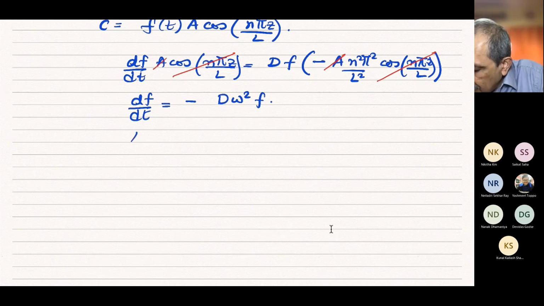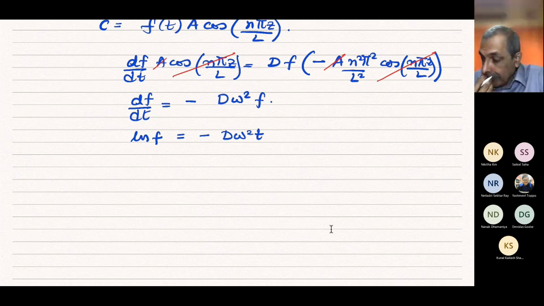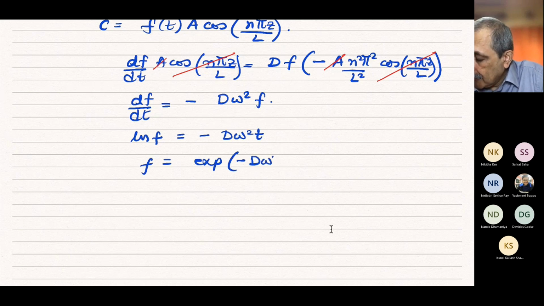So if you integrate this with respect to time, you'll get ln of f is just equal to minus D omega squared into t. And so this means that f is just equal to exponential of minus D omega squared t. There could be a constant, but we already have one constant, which is A, and so we don't need that.